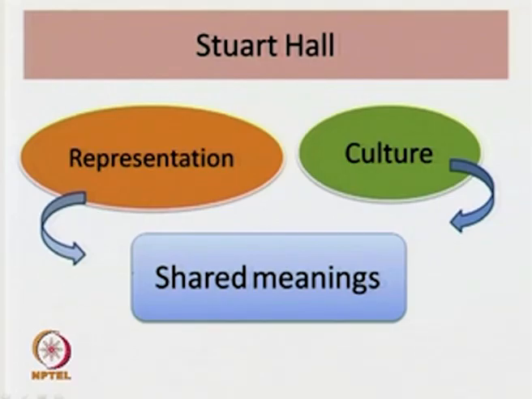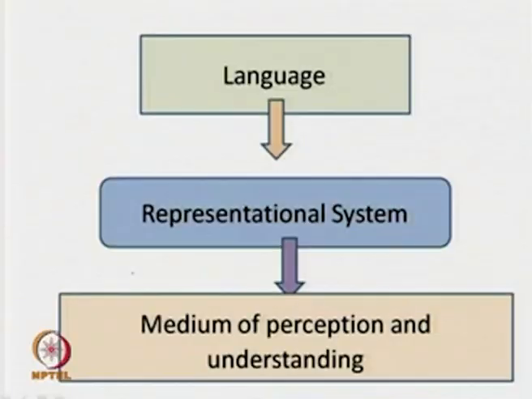What is important here is that meanings are shared, but meanings are not shared across cultures. This is a very important point that Hall and other cultural theorists raise: they are shared meanings, but let us not assume that meanings across all cultures are going to be shared. Now, to summarize these points, language is a representational system and the medium of perception and understanding.